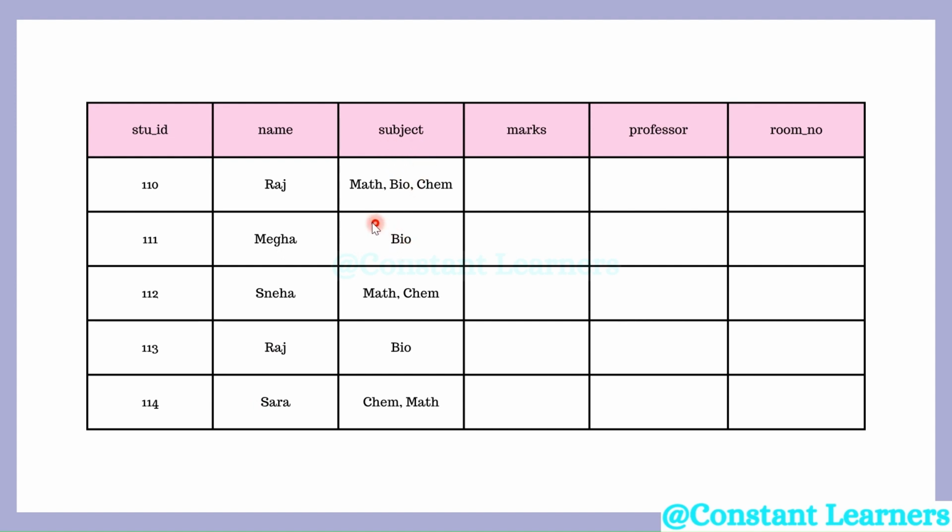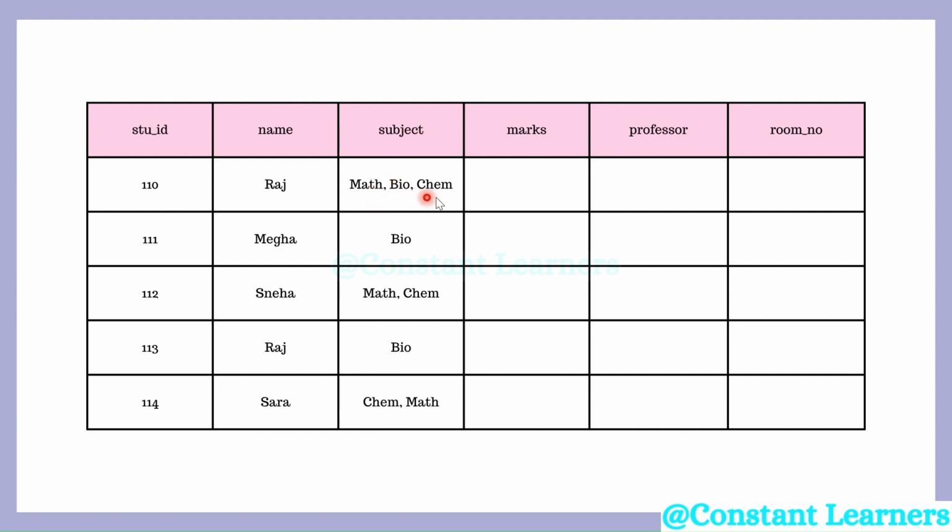Now in the subject column, we have three subjects here, math, bio and chemistry, because Raj is studying all three subjects. Sneha has taken math and chemistry. Sarah has taken chemistry and math, right? So now in this case, if you notice, we have a multi-valued attribute, and thus this table is not in first normal form. So there's no question of this being in second normal form. When the table is not in first normal form, it can definitely not be in second normal form also.